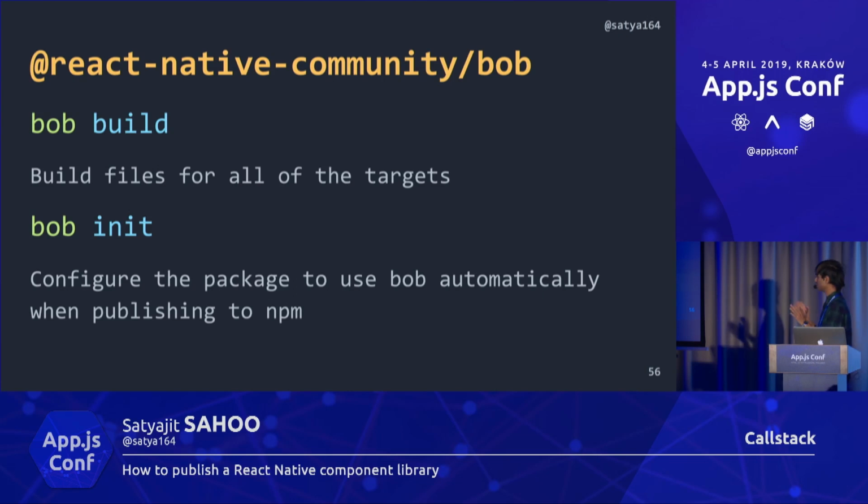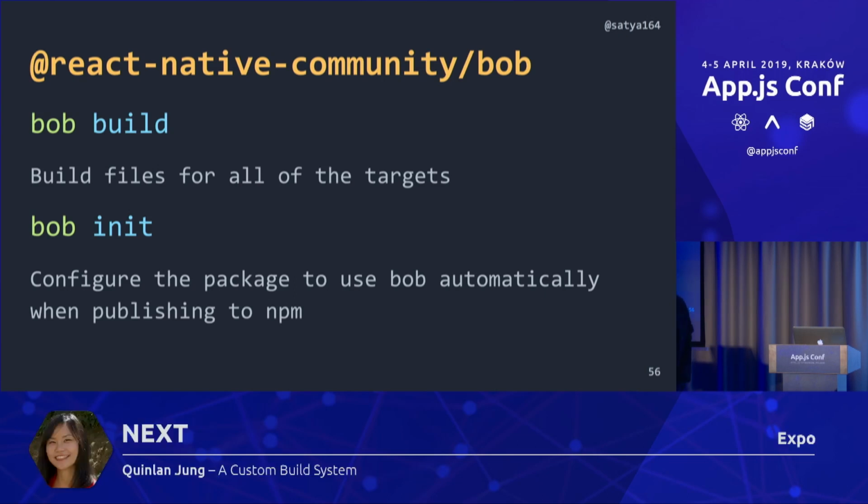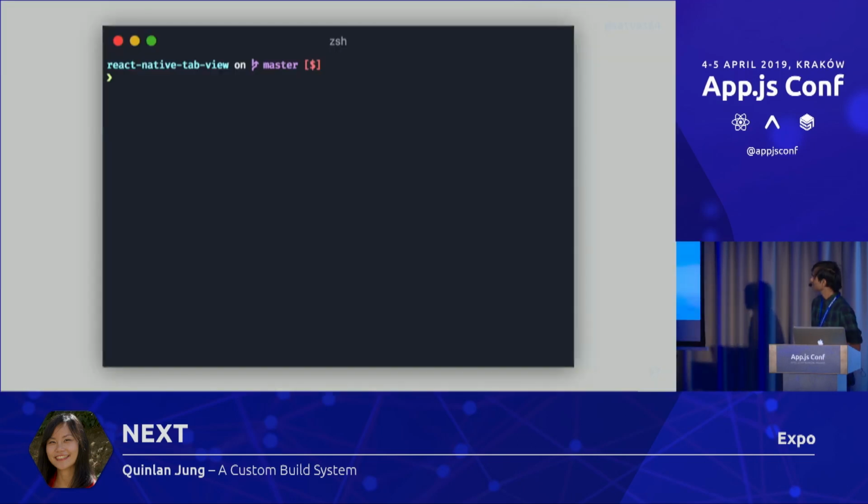So as you can see, lots of things to keep track of. We recently published this CLI, React Native Community /Bob, Bob the Builder. You can build files for all of the targets, like CommonJS, ES modules, types. All you have to do is run Bob init once after installing it, and it will configure your project, configure your library to do everything. This is in action. You just run Bob init.